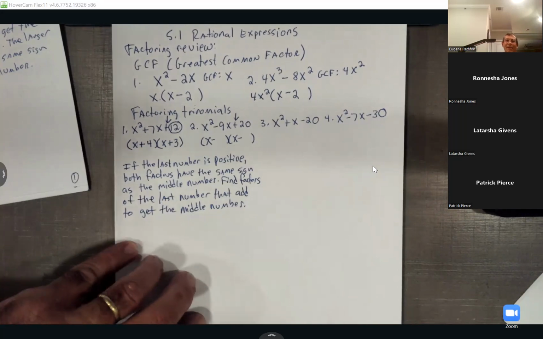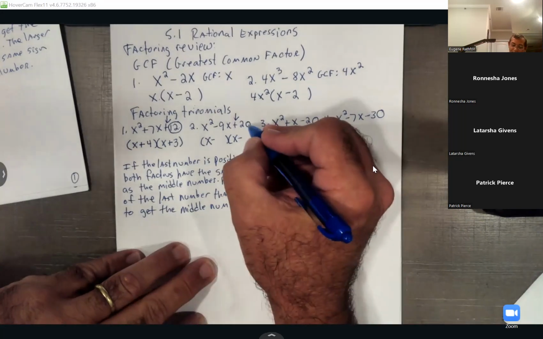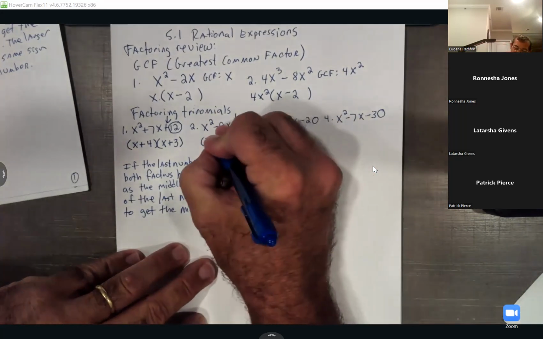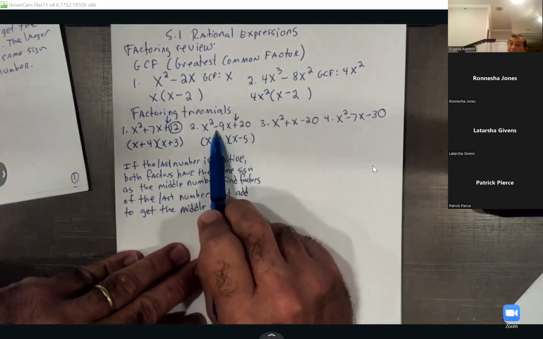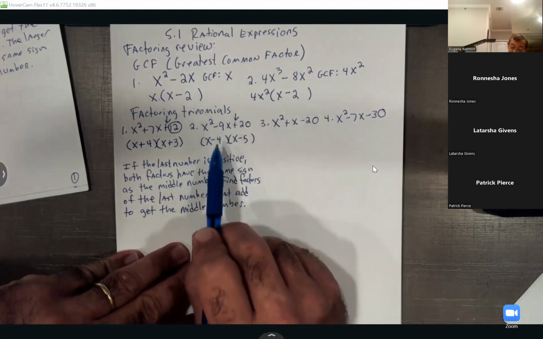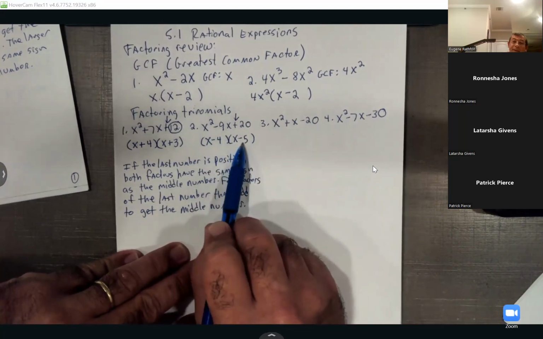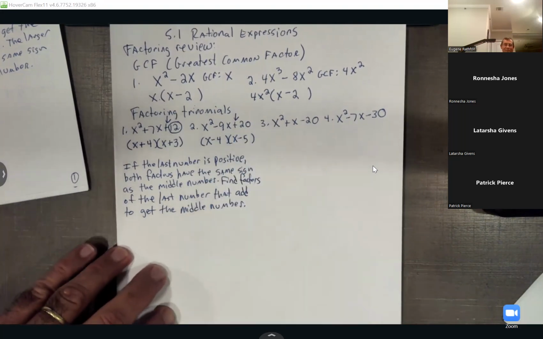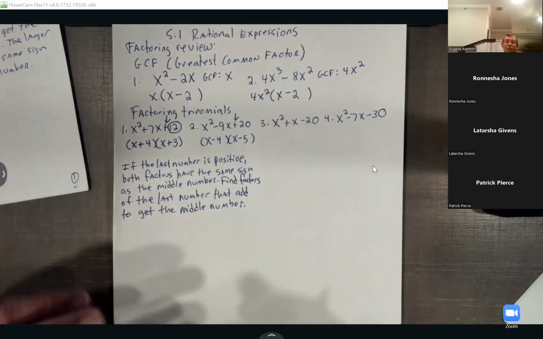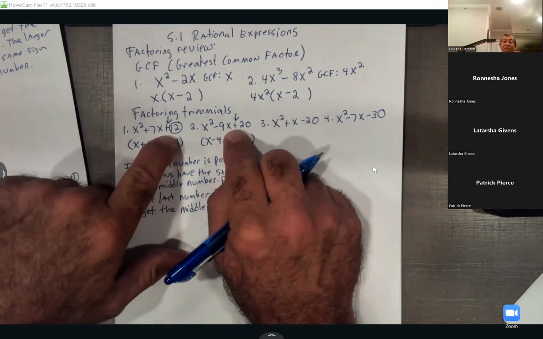Would that next one be 4 and 5? It'll be 4 and 5, because those are factors of 20 that add to 9. Now watch this. Add -4 and -5, and that equals -9. And like you said, -4 times -5 multiplies to get positive 20. So y'all, that's the trick if the last number's positive.